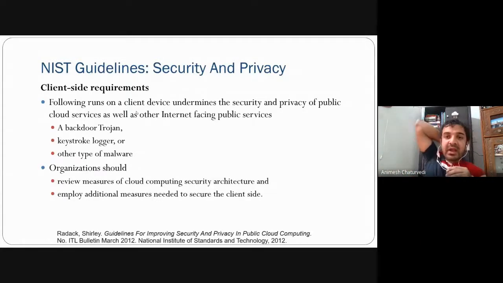So by determining the security and privacy policies, the internet security breaches are not faced by the client. What are the types of security issues on the internet? Backdoor trojan, then keystroke logger, then malwares. So these three are the types of security threats to the client side. So that has to be taken care of.